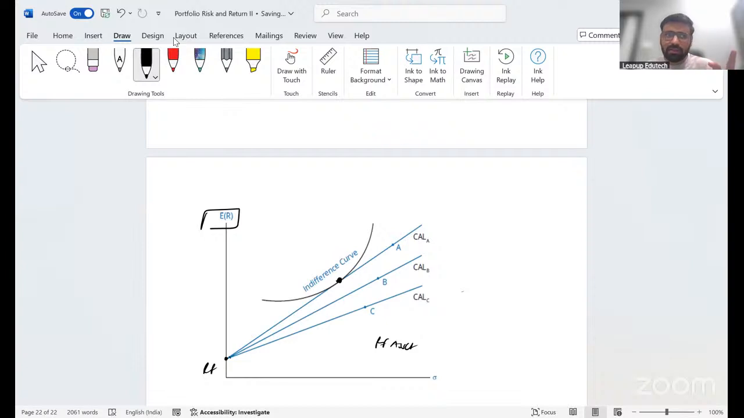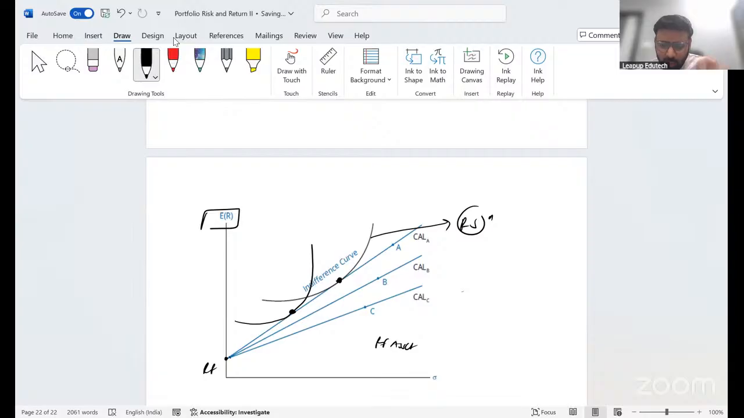This is the indifference curve for somebody who's a risk-seeking investor. Somebody who is a risk-averse investor would have an indifference curve which is a little more steep. So obviously, the risk-seeking investor will have an indifference curve that is a little less steep. But an investor who is risk-averse would have a little steeper indifference curve. Hence, his tangency point with respect to CAL A would be a little lower at the bottom.